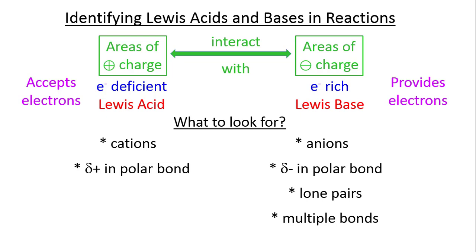Lone pairs or multiple bonds. This gives us tremendous predictive power as to where new bonds might form. But to start with, if we know the reactants and products in a bond-forming reaction, we should be able to work backwards and identify which reactant was the Lewis acid and which reactant was the Lewis base.